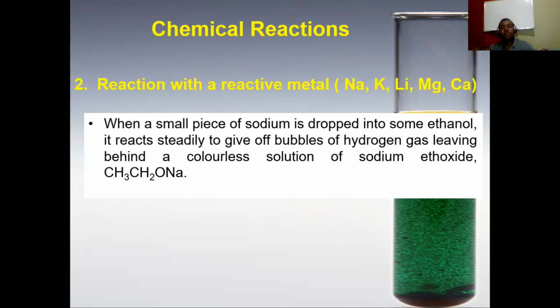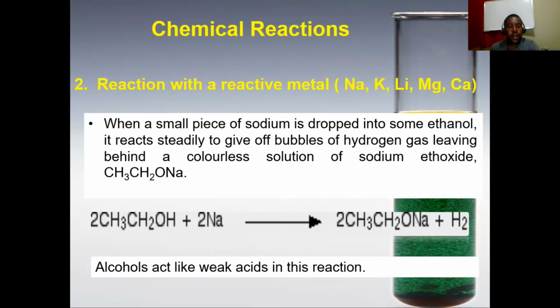Right? So what happened is that when it reacts with a reactive metal, and a reactive metal would be any metal that's above hydrogen in your reactivity series, then it replaces the hydrogen from the OH bond, right? And it applies itself to it. So Na will remove hydrogen from it and take the place of hydrogen, and so you get the sodium ethoxide and you get hydrogen gas. So alcohols act like weak acids in this reaction.